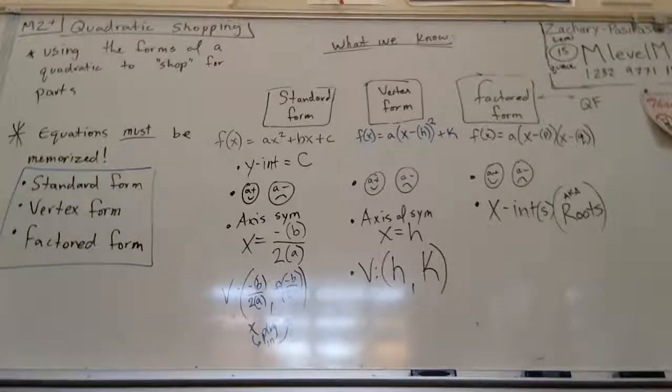All right. We're going to go and shop a little bit using this quad. This is our first example problem. f of x is equal to x squared plus 6x plus 5. First, label this. What form is this in? Standard. Let's label it. So we're in standard form.